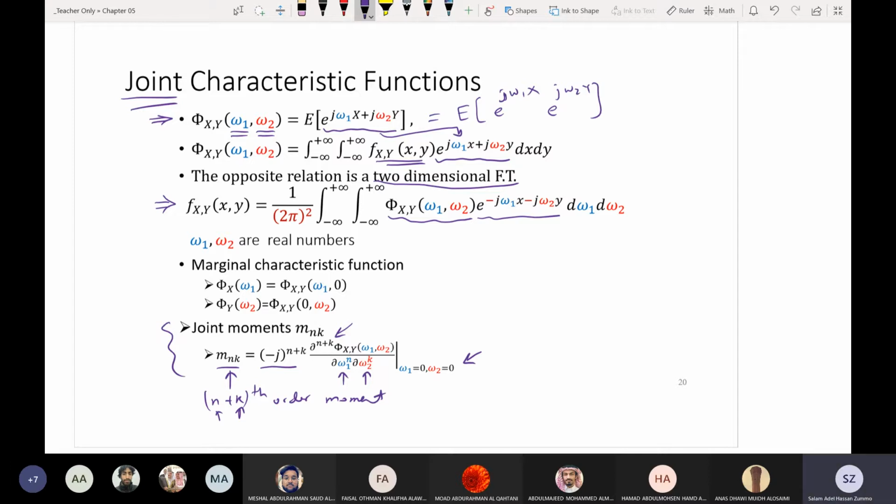Is it clear, guys, how to find the joint moments from the joint characteristic function? Yes. Any question?